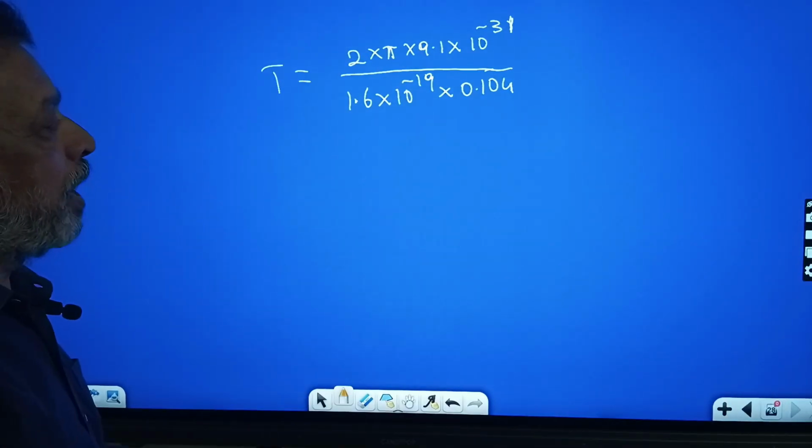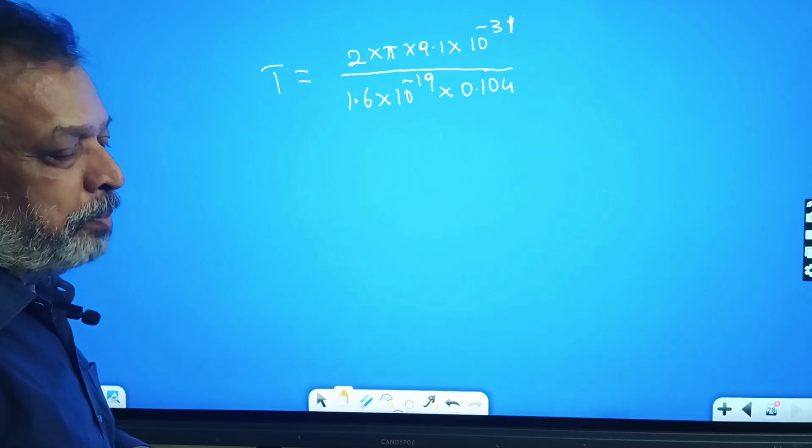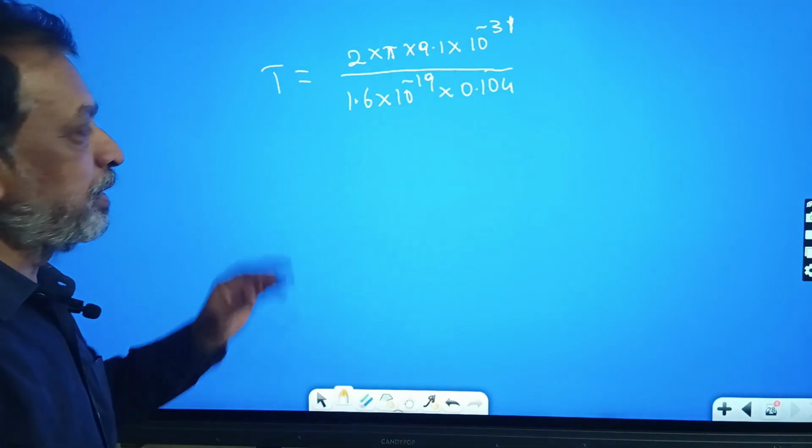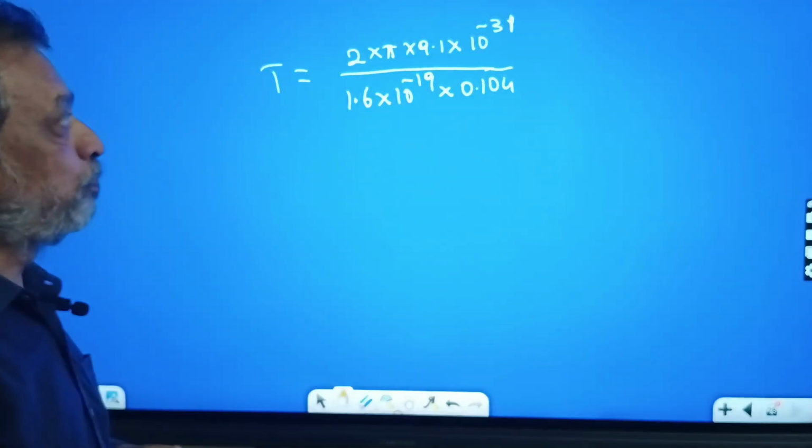But the options will be below. So they leave the pi as it is. They do not simply put a value for pi; they keep it with pi. You have to keep pi as it is.